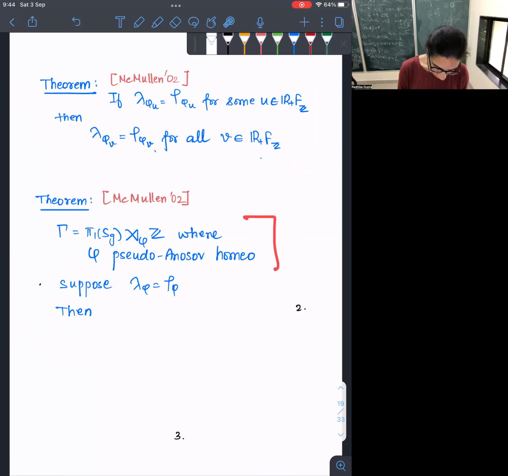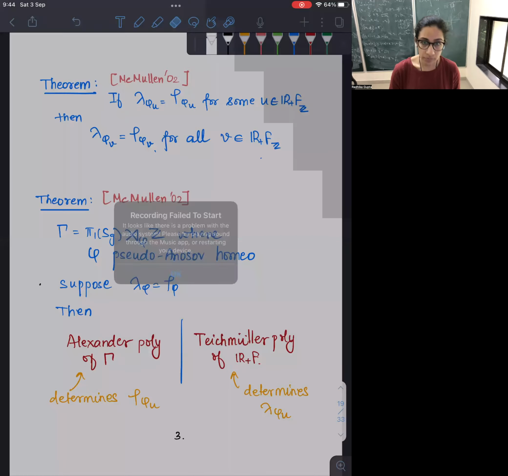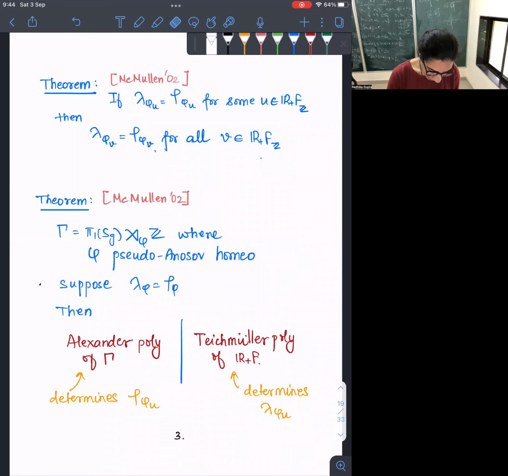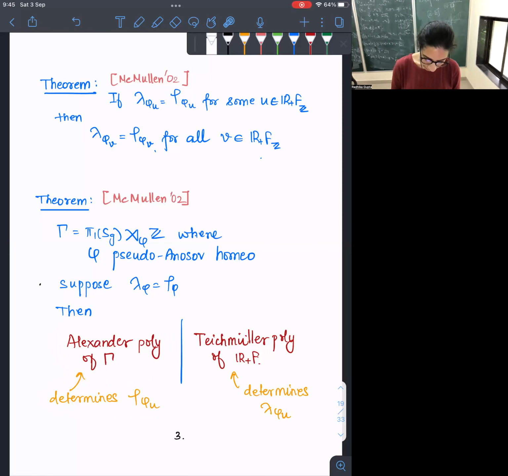So if I start with a pseudo-Anosov homeomorphism phi and its mapping torus, and I suppose that the stretch factors of phi are equal, then the Alexander polynomial of the 3-manifold group divides something called the Teichmuller polynomial associated to that fibered face or fibered cone. For us, what's relevant is that the Alexander polynomial basically determines the homological stretch factors of all the integral points in that cone, and the Teichmuller polynomial determines the geometric stretch factor of all the integral points in the cone.